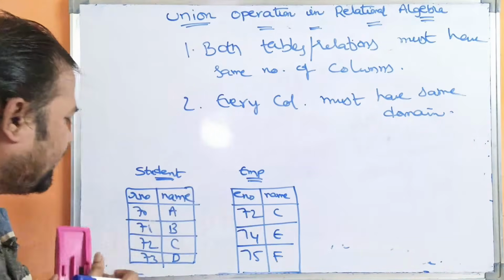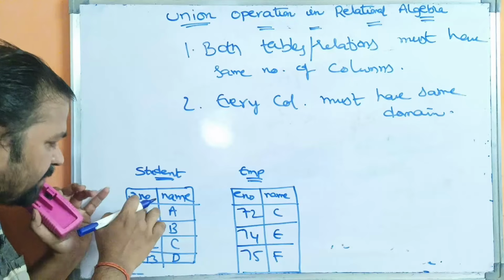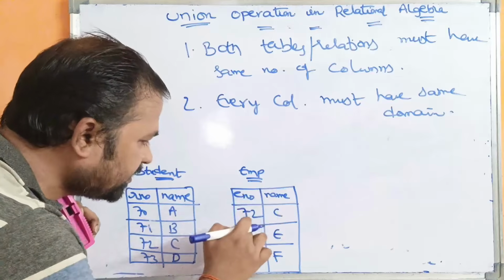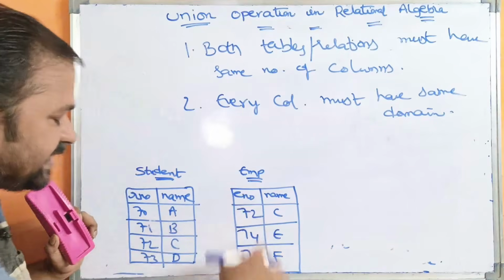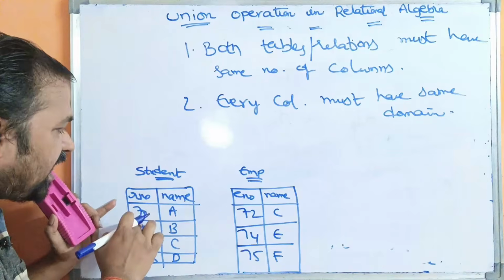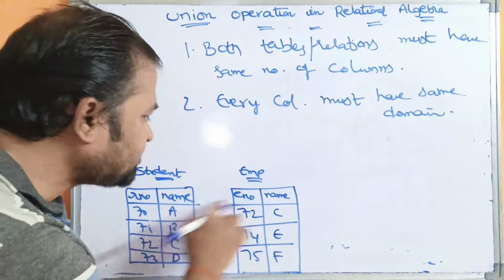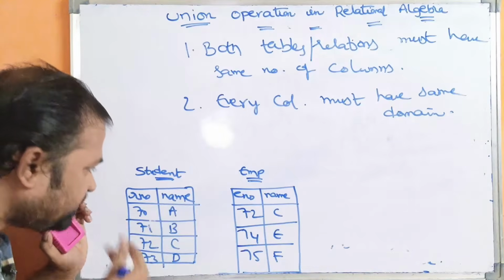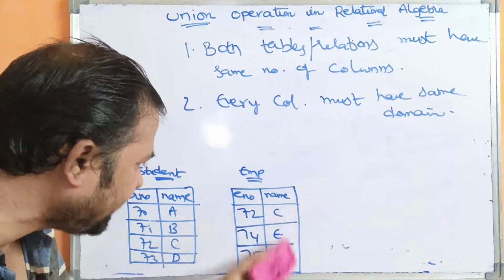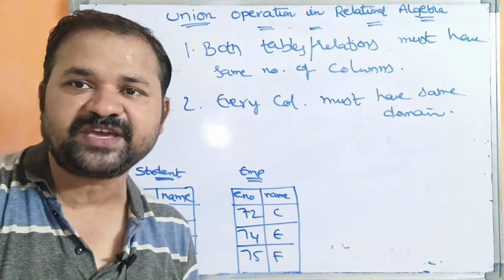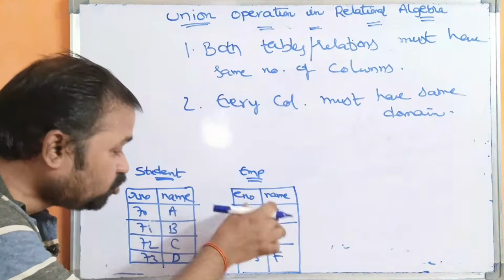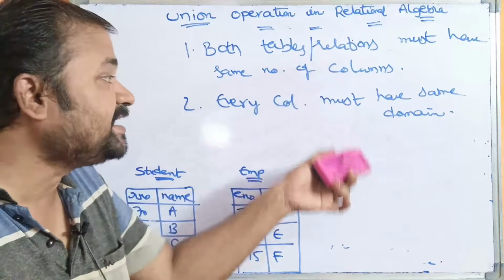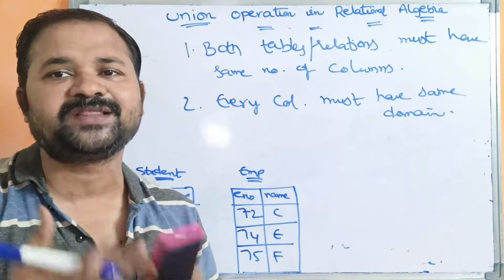If you take these two relations, here the first column is roll number. Roll number accepts some numbers. In this table, the first column is employee number. Employee number also accepts some numbers, integers. So here the first column of two tables must have the same domain, that is integer. If we consider the second column, name, it accepts some characters. Here also the second column is name. It also accepts some characters. So we can say that the second column of both the relations has the same domain, character. If these two conditions are satisfied, then only we can apply the union operation.